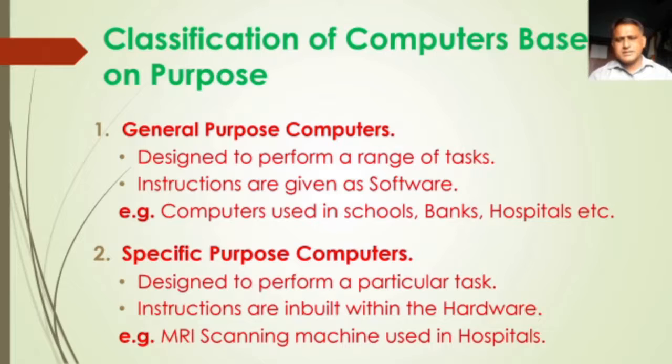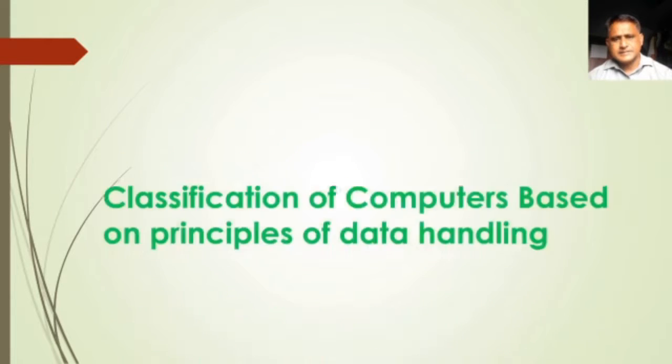An example for this category is the MRI scanning machine used in hospitals. You might have seen this machine. It is used to scan the human body. When the machine is switched on and a human body is presented to it, it scans the whole body, diagnoses it and gives the report of the whole human body. Apart from this, this machine cannot be used for any other purpose. So that's about the classification of computers based on purpose.